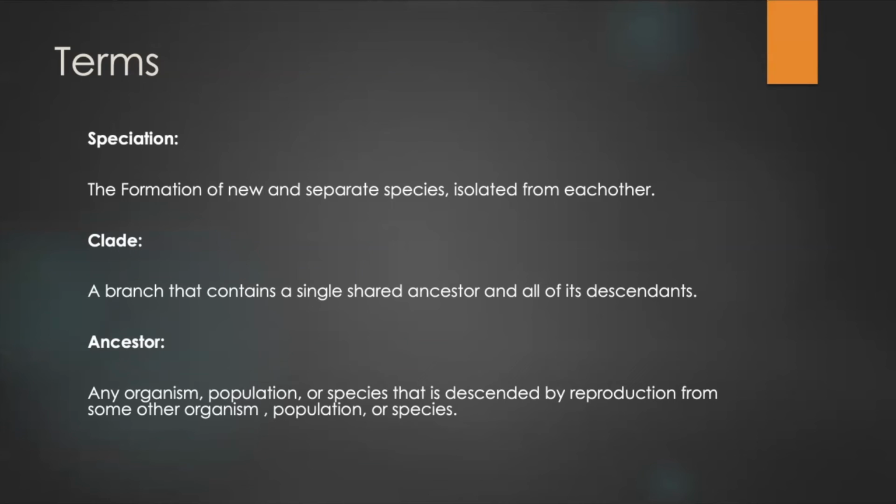Clade. A branch that contains a single shared ancestor and all of its descendants is considered a clade within a cladogram. It illustrates a category of species that comprises all of its members and all of the descendants of the most recent common ancestor. An ancestor is any organism, population, or species that is descended by reproduction from some other organism, termed the ancestor. It can also be from a population or a species.